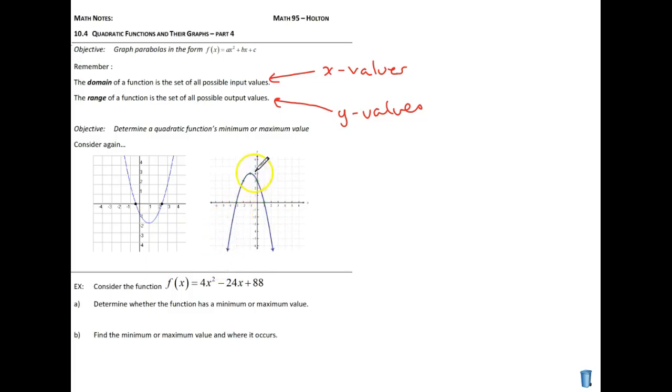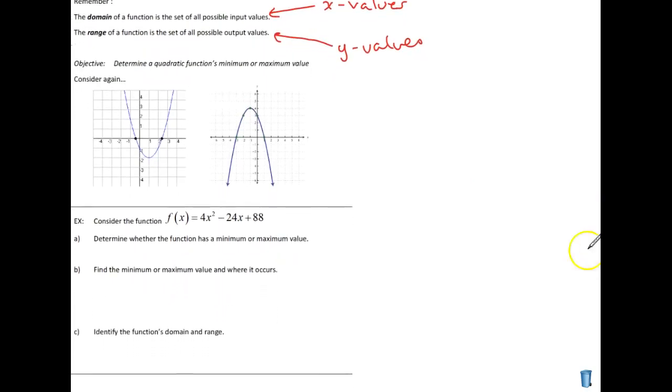Similarly, for this function, your input or domain values are again all reals, and I'll give you a hint: for a quadratic, it's always going to be all reals for your domain. But what about your range? Well, this one has a maximum point, so that's the highest y value that you're going to get. So your range for this will be all reals less than or equal to 4. This one was greater than or equal to -2, and this one is less than or equal to 4. So your range values play off of your maximum or minimum, that is, your vertex point.